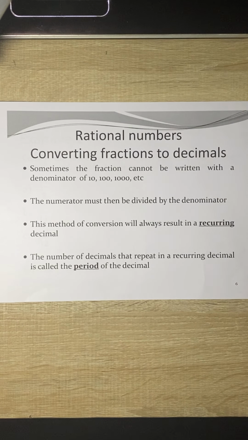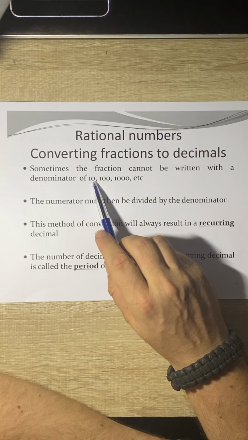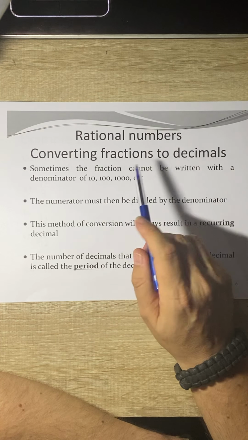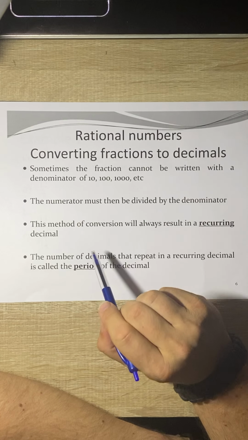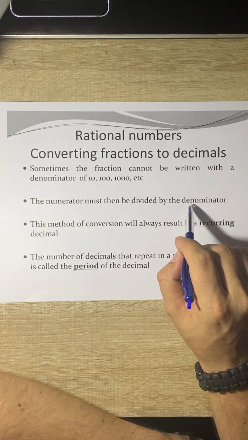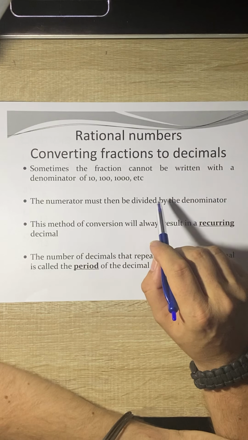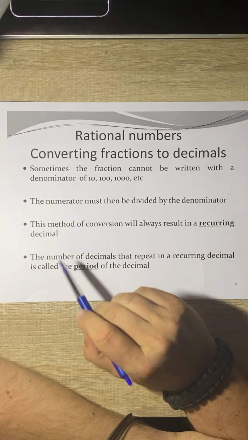Now, converting fractions to decimals where we can't write the denominator as multiples of 10. In other words, 10, 100, 1,000, okay? The numerator must be divided by the denominator. So what I'm going to do is go the old school way that you learned in primary school, and I'll show you with examples in a second.